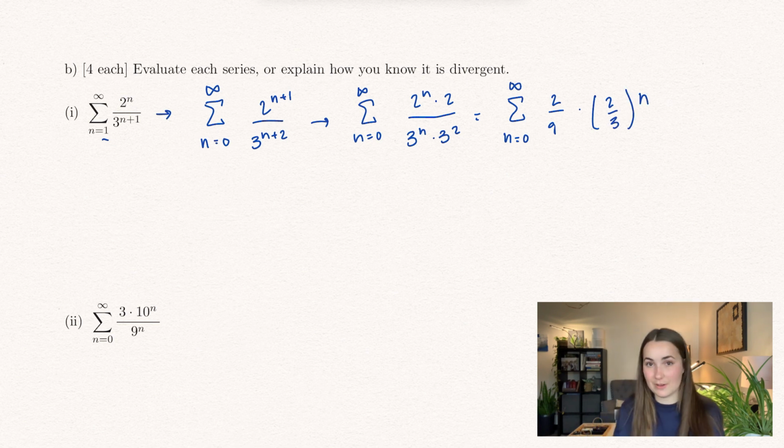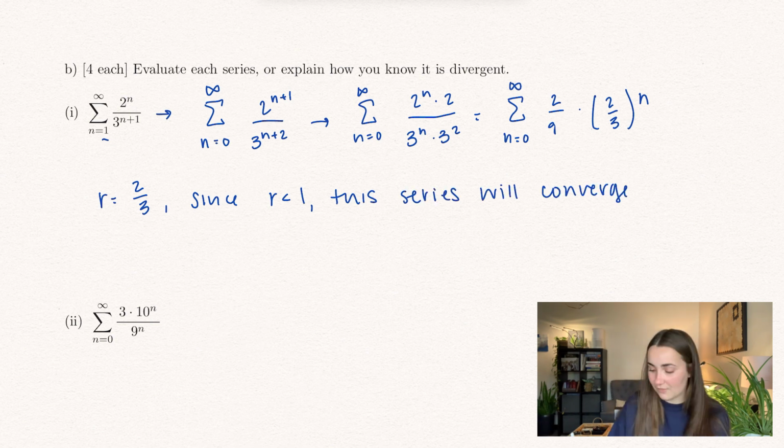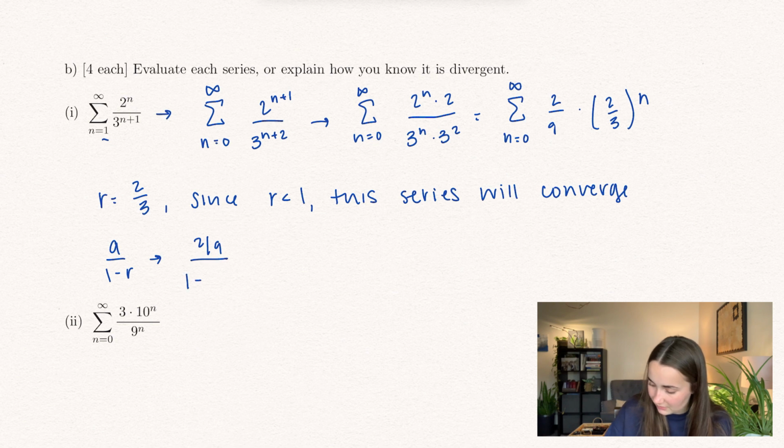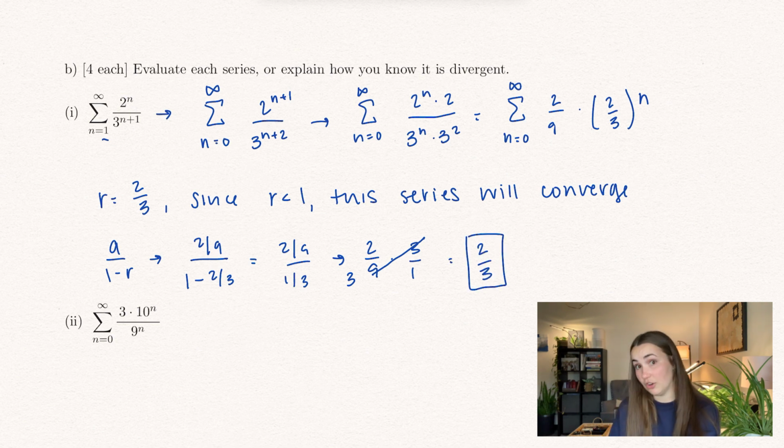And here we have a geometric sequence where we can see r is equal to 2/3. And since r is less than 1, this series will converge. We can find what it converges to using a over 1 minus r. So let's go and replace this. That's going to be our first term, which is 2/9, divided by 1 minus 2/3. That is equal to 2/9 divided by 1/3, which we can rewrite as 2/9 times 3 over 1. Those cancel out, so we're just left with 2/3. So ironically, it also converges to 2/3.